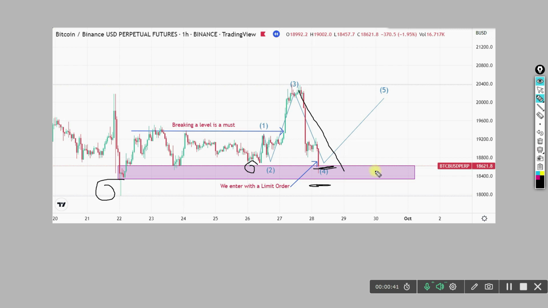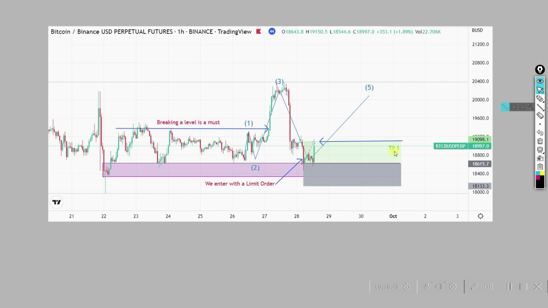When it comes to profit, the top of the pattern is the highest target, but I prefer to take partial profits during the movement. I personally prefer to take my profit partially because the market is so volatile and unpredictable.